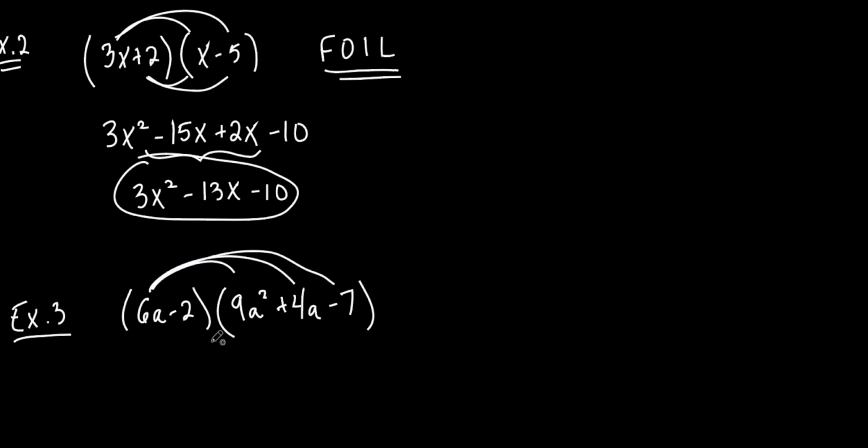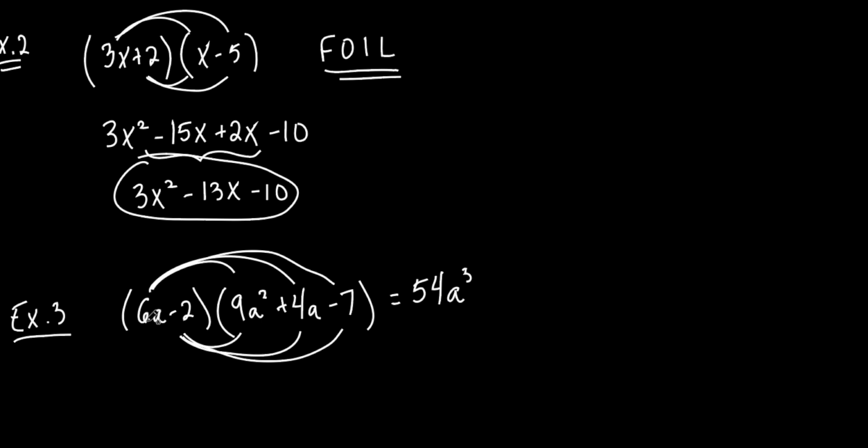Then I take the second one in that parentheses, multiply it by the first, by the second, and then by the third. So let's write it this way. So let's do it. 6a times 9a squared. So do the coefficients first. 6 times 9, 54. A times a squared is a cubed.